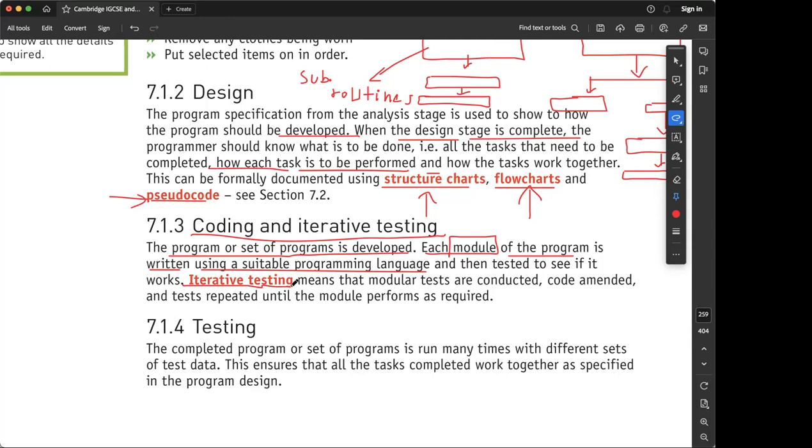So iterative testing means modular testing. You check your program module by module. If you want to make an amendment, you can do a code amendment. If you are going to recheck, or change anything in your program, you can do it with the help of iterative testing.